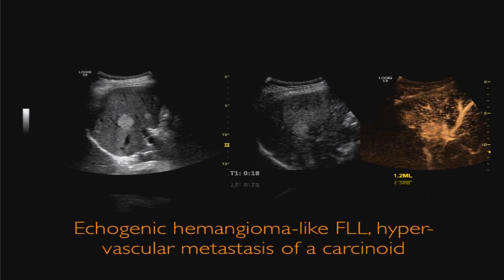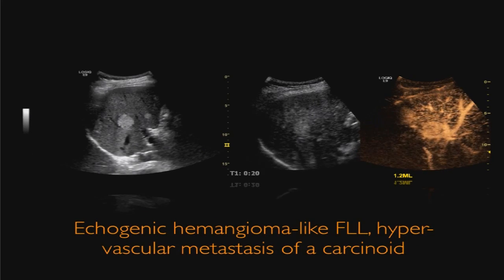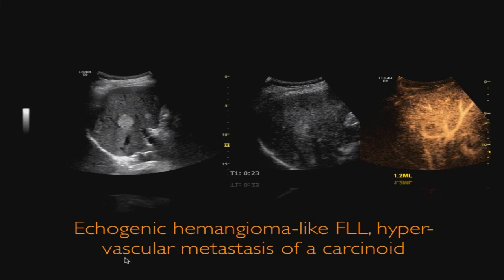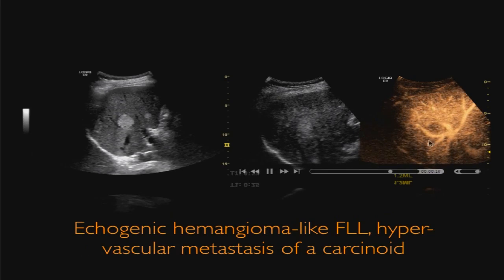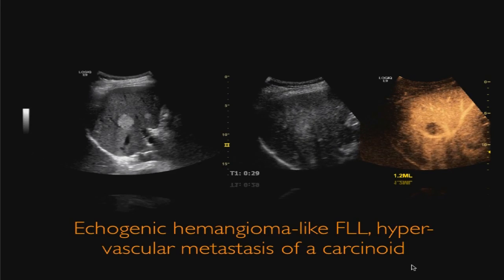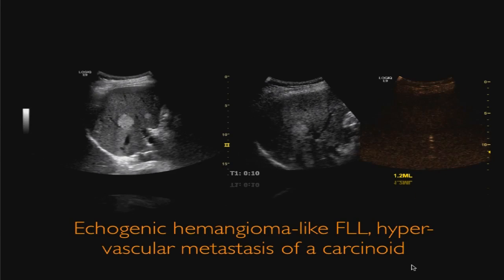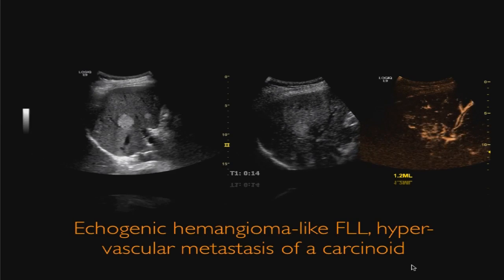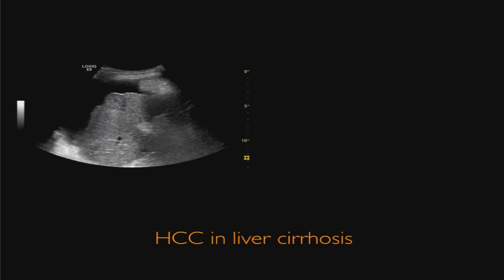Okay, so this looks like a hemangioma, but you need contrast to figure out it's not a hemangioma, it is a metastasis of a carcinoid. It washes out during the late arterial phase. When you now look at the lesion here, it's now washing out. The washout comes up after 10 seconds. So you have to have your images within these 10 seconds, otherwise you would not see this hypervascularized tumor.